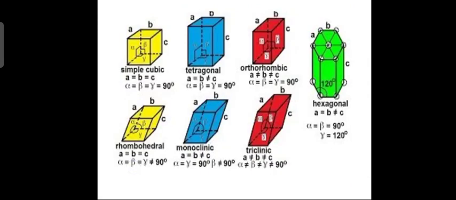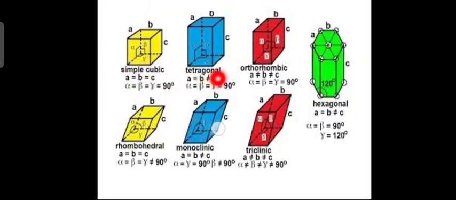Next slide. You can see here the simple cubic structure. A equals B equals C. All the side lengths are equal, and bond angles are also equal to 90. You can see here, this is alpha, this bond angle. Beta is this bond angle, and gamma is this bond angle. All the bond angles are equal to 90.